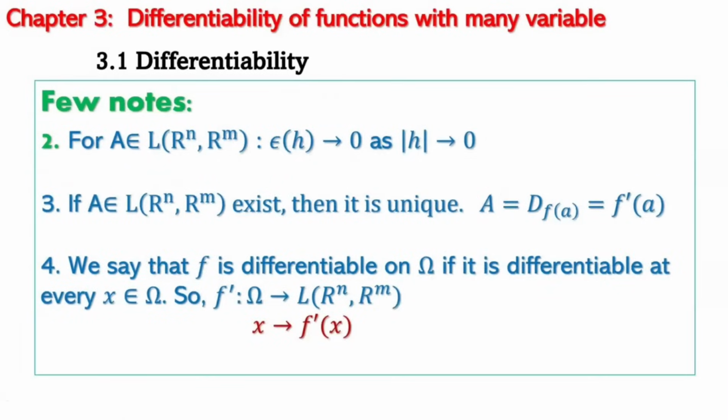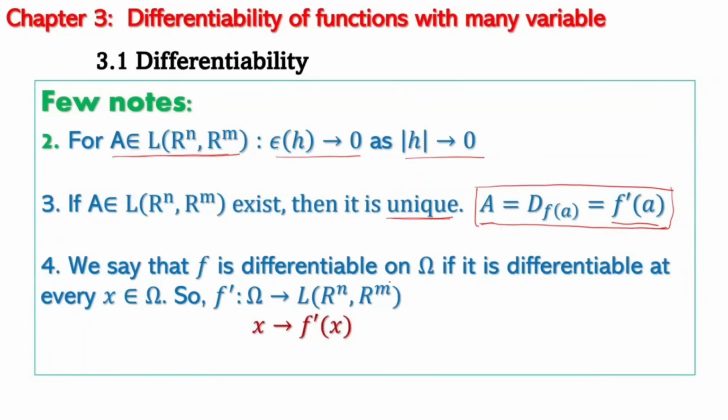Now, if A is a linear map from R^n to R^m and epsilon(h) tends to 0 as h tends to 0, and such an A exists, then it is unique. So there is only one such linear function from R^n to R^m if it exists, and that linear function gives the derivative of the function at the point a.